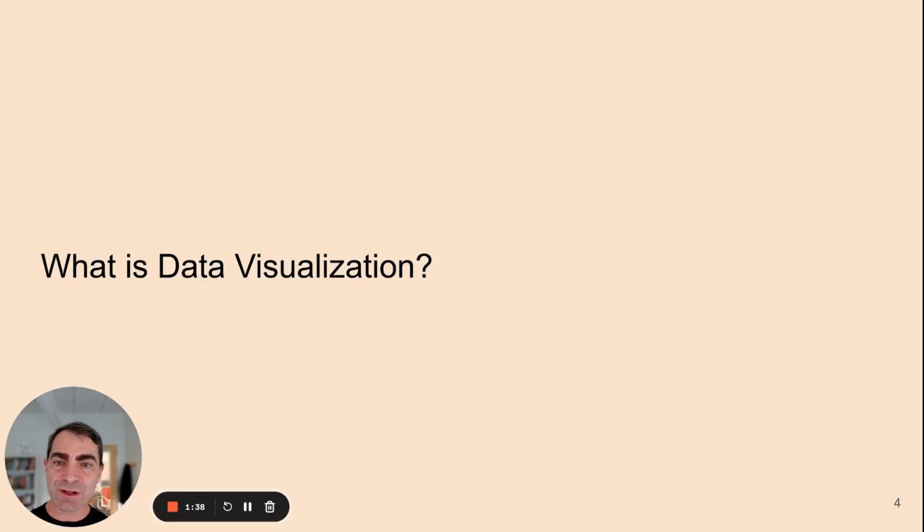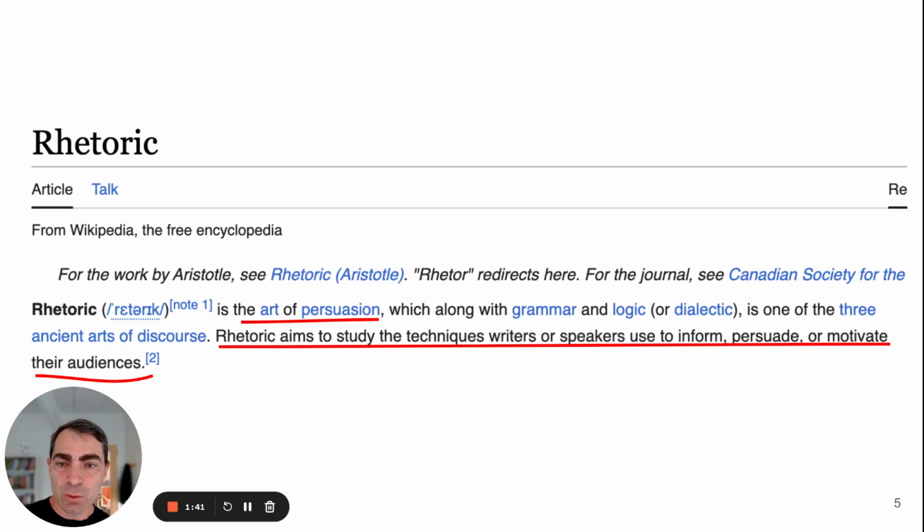Now, what is rhetorical data visualization? Well, let's start with defining rhetoric, right? Rhetoric is the art of persuasion. I took this from Wikipedia. They say rhetoric aims to study the techniques writers or speakers use to inform, persuade, or motivate their audiences. Because of that, rhetorical data visualization basically means how do we study data visualization as a tool to persuade other people.